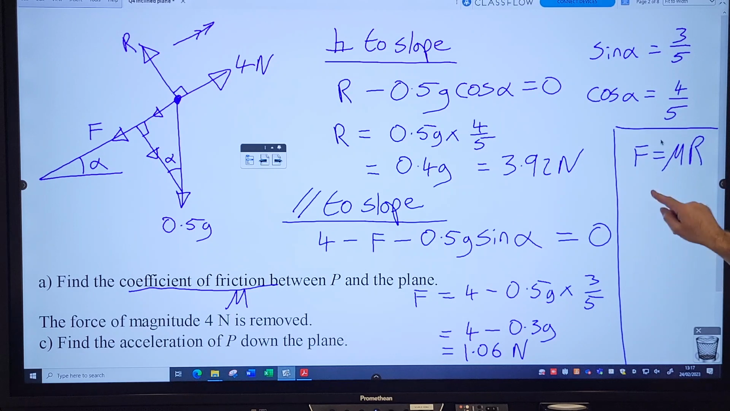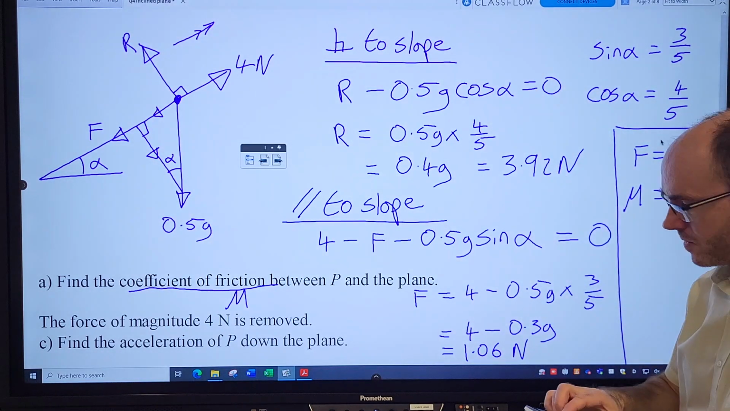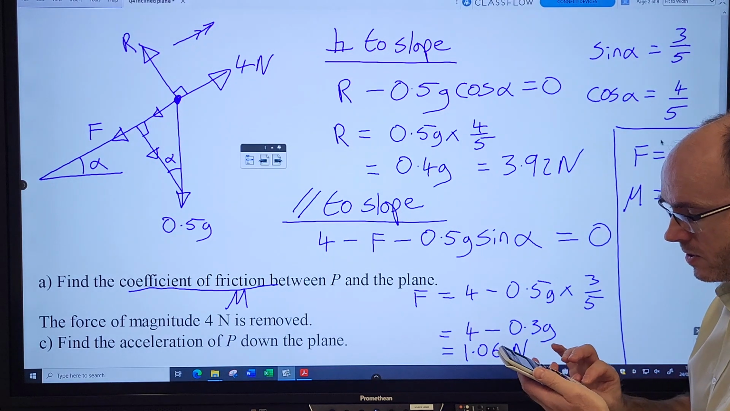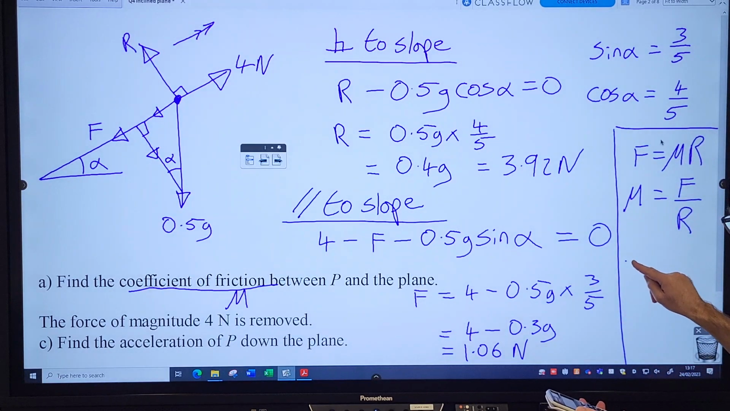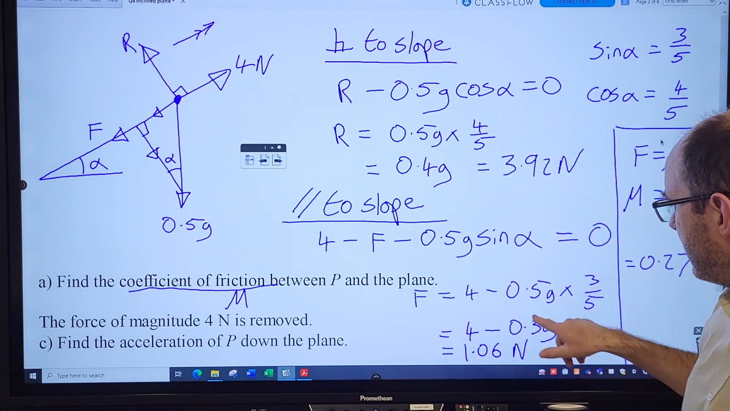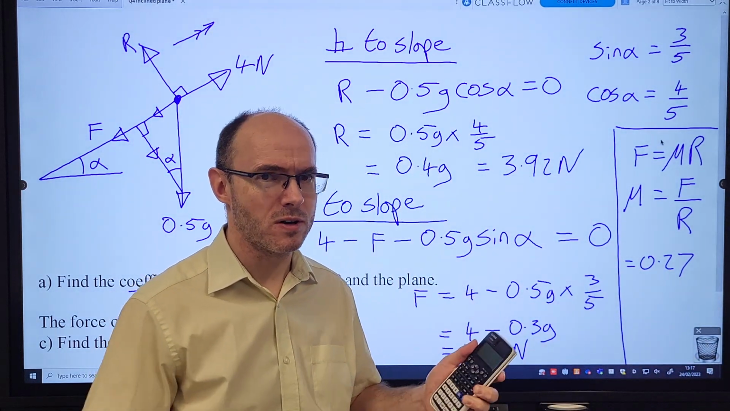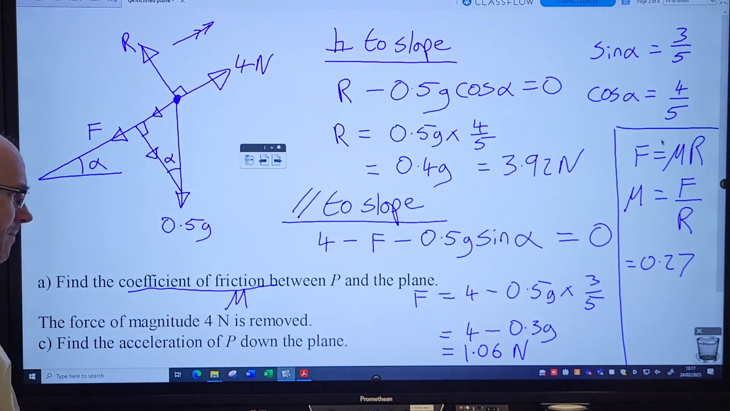F equals mu r. Therefore, mu is equal to F over r. Frictional force is 1.06 divided by 3.92. So 1.06 divided by 3.92, and that is 0.27. I'm going to keep it as 0.27 to two significant figures, because whenever you use g, like here, you should be rounding to two significant figures, because 9.8 is two significant figures as well. So that's that part of the question done there.